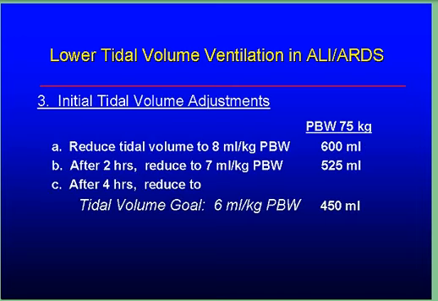So the initial tidal volume should be 8 ml per kilogram. If the tidal volume before starting this procedure exceeds this level, for me, it would be 600 milliliters. After 2 hours, reduce to 525, 7 ml per kilogram, and after 4 hours from beginning, make a subsequent adjustment down to 6 milliliters per kilogram.